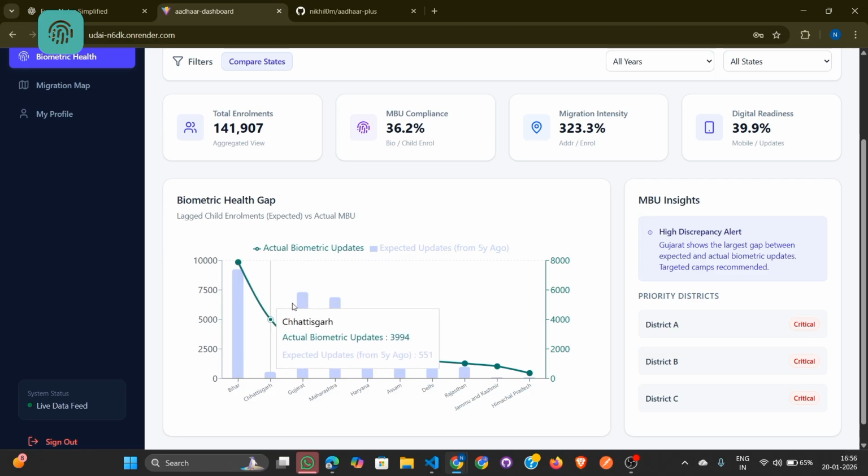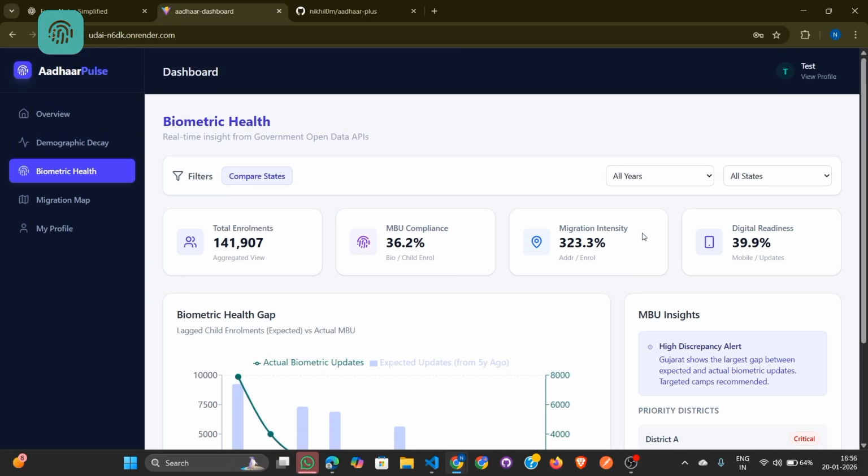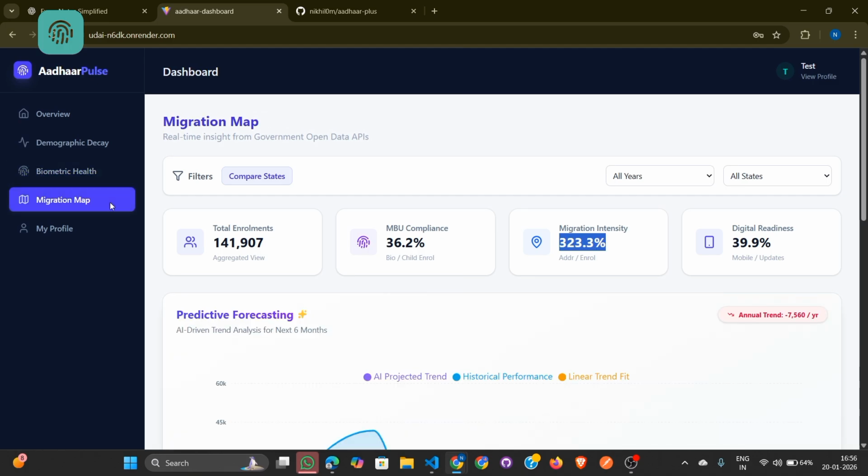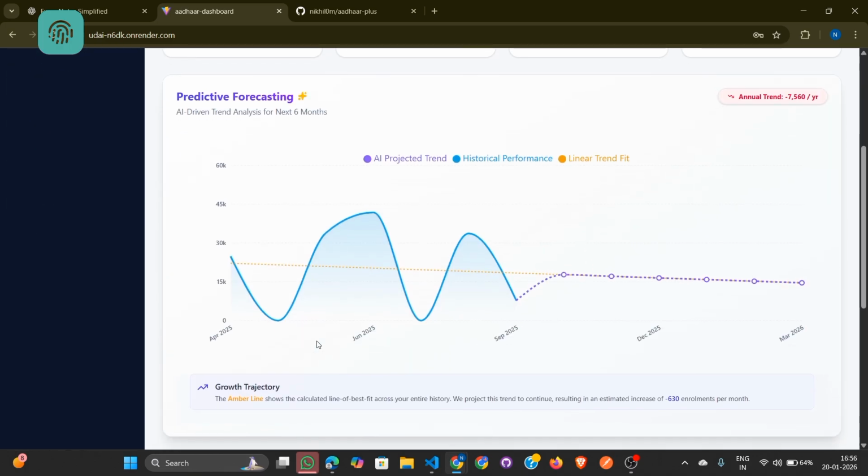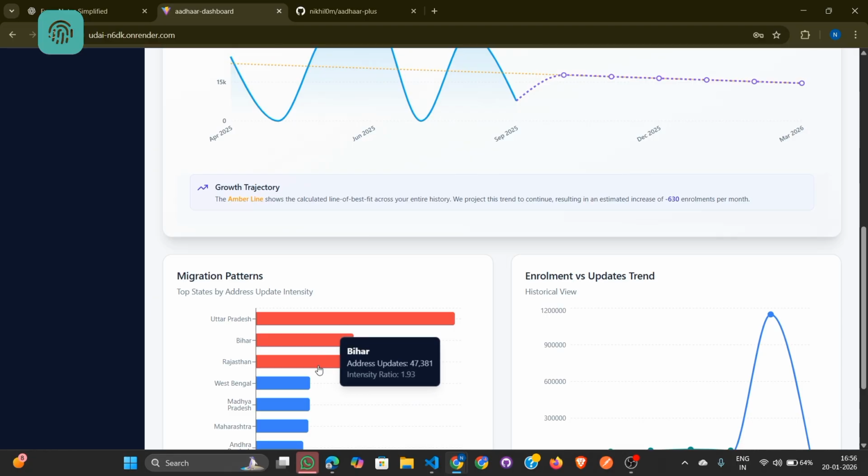Over 55% of children from the 2018 cohort have not returned to update their biometrics. This isn't just a statistic, it represents millions of children at risk of being denied school scholarships because their fingerprints no longer match. Aadhar Plus flags their specific states so administrators can trigger targeted SMS campaigns.